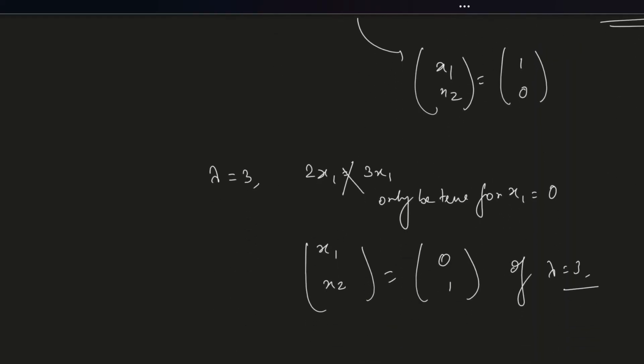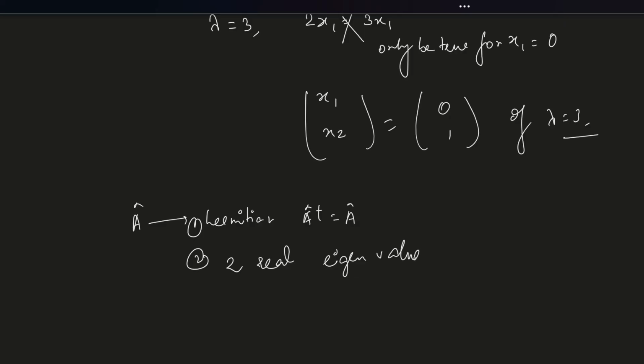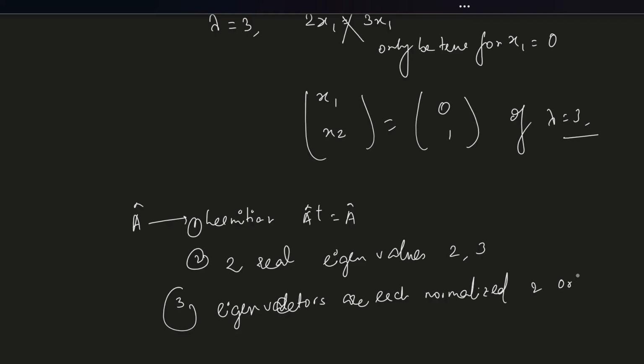So you have your operator A, which you can see is Hermitian. That means A dagger equal to A. It has two real eigenvalues, 2 and 3, and the eigenvectors corresponding to those two eigenvalues are each normalized and orthogonal to each other.